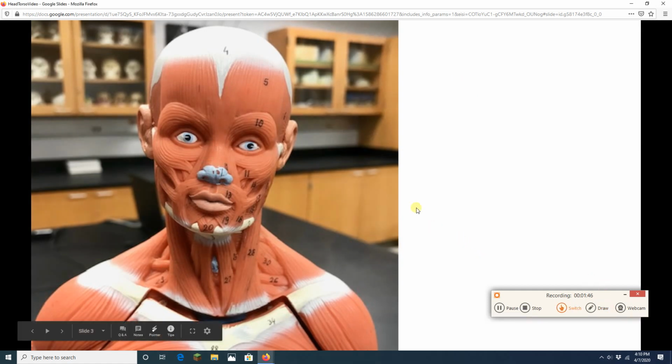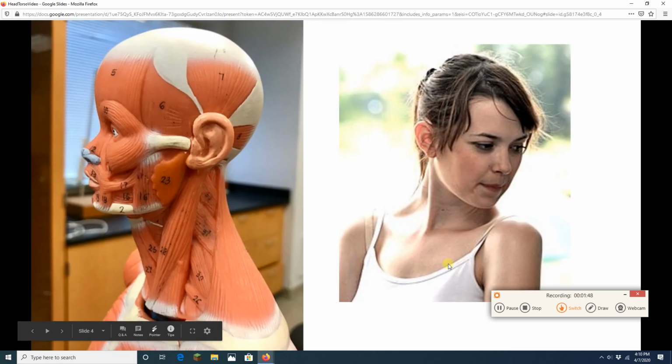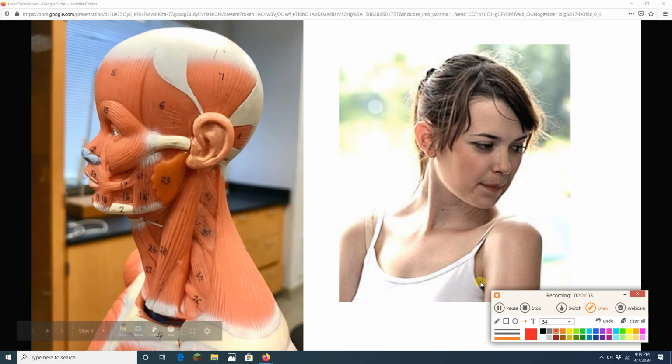All right, let's have this guy turn a little bit. And if he turns, we can see more muscles. We can see the frontalis again. We can see the orbicularis oculi again. We can see the orbicularis oris again. We can see that zygomaticus major as well. Now we can also still see the sternocleidomastoid. The sternocleidomastoid is right there.